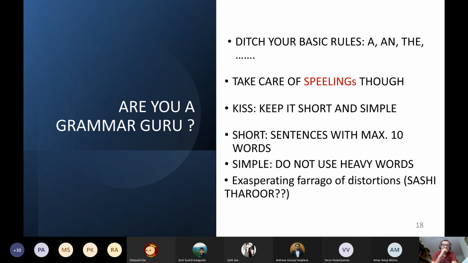Having said that, you should take care of spellings. Here the spelling of "spelling" is wrong, just to highlight the importance of spelling. But you can ditch the basic grammar rules. No need to put the articles, or worry about subject-verb agreement. As long as you are communicating a punchline, an insight, in few words, that is more than enough. But having said that, don't use words which no one understands.